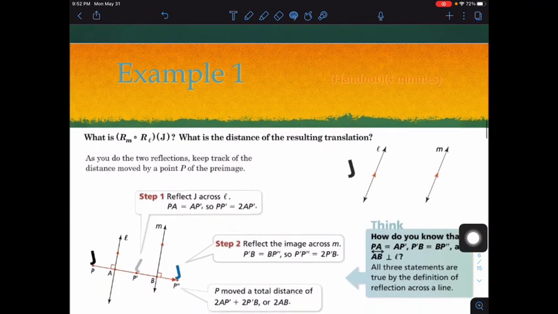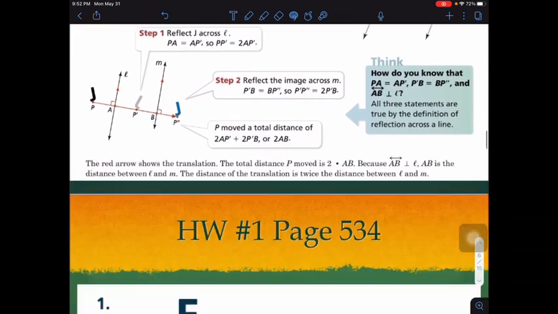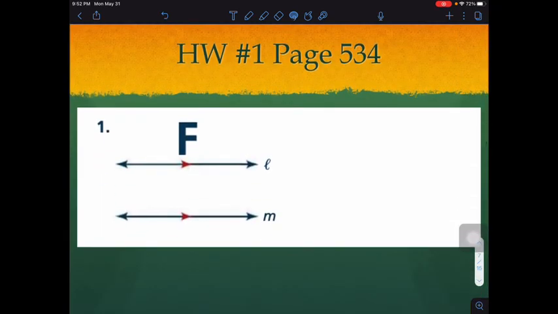The work for this problem is written out on the next slide. And now I would like you to try homework number 1 on page 534.